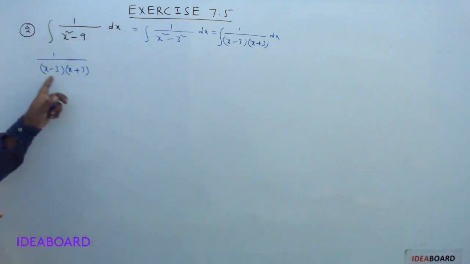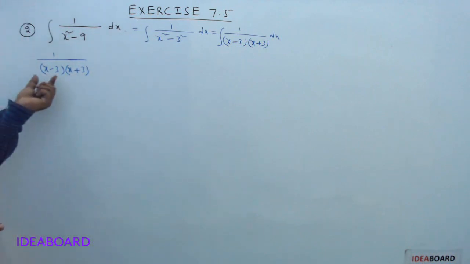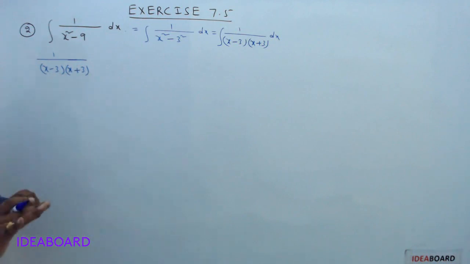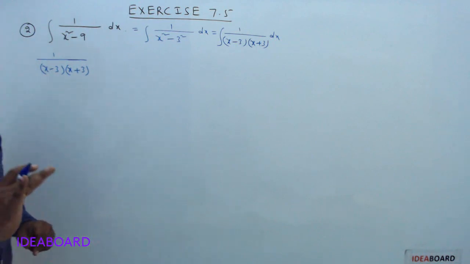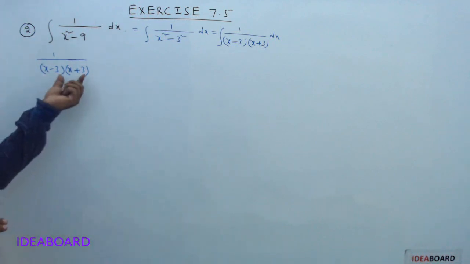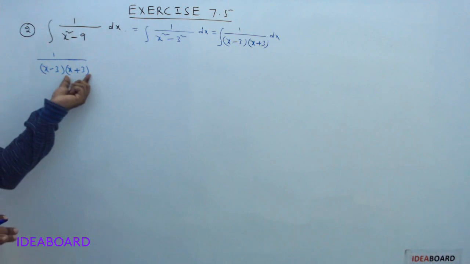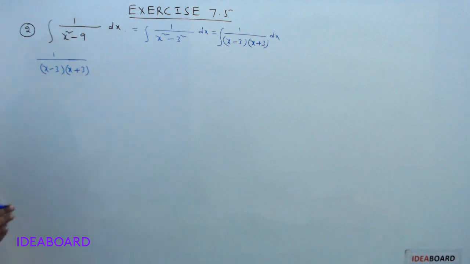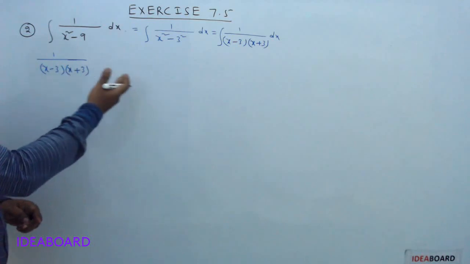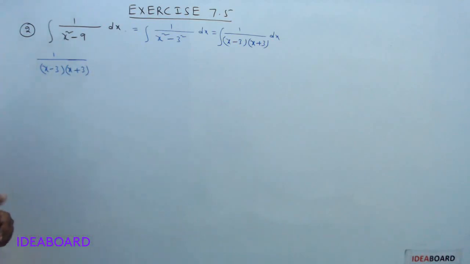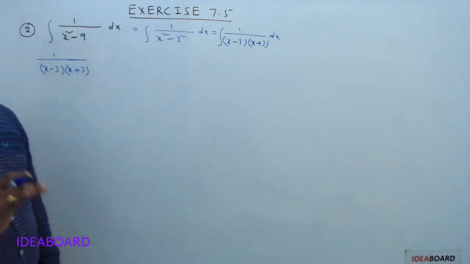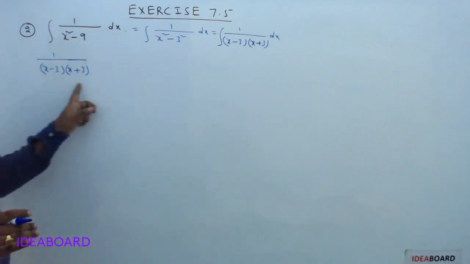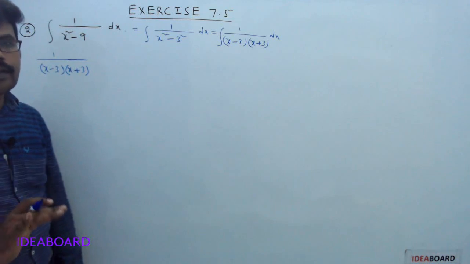Then observe the denominator factors. It is a linear factor. Is it repeated anywhere in its denominator? No. So x minus 3 is called a non-repeated linear factor. x plus 3 is a linear factor because its degree is 1. Is it repeated anywhere in its denominator? No. So it is called a non-repeated linear factor. So this fraction belongs to our type 1.